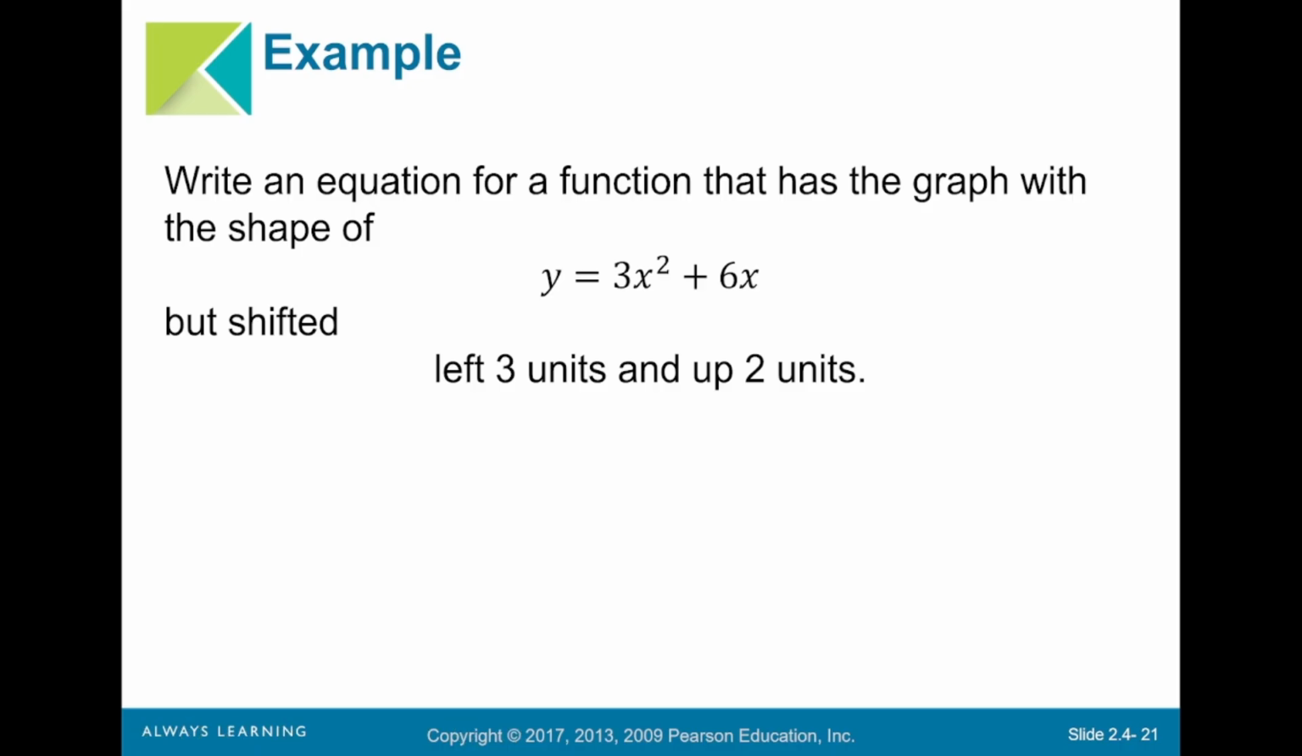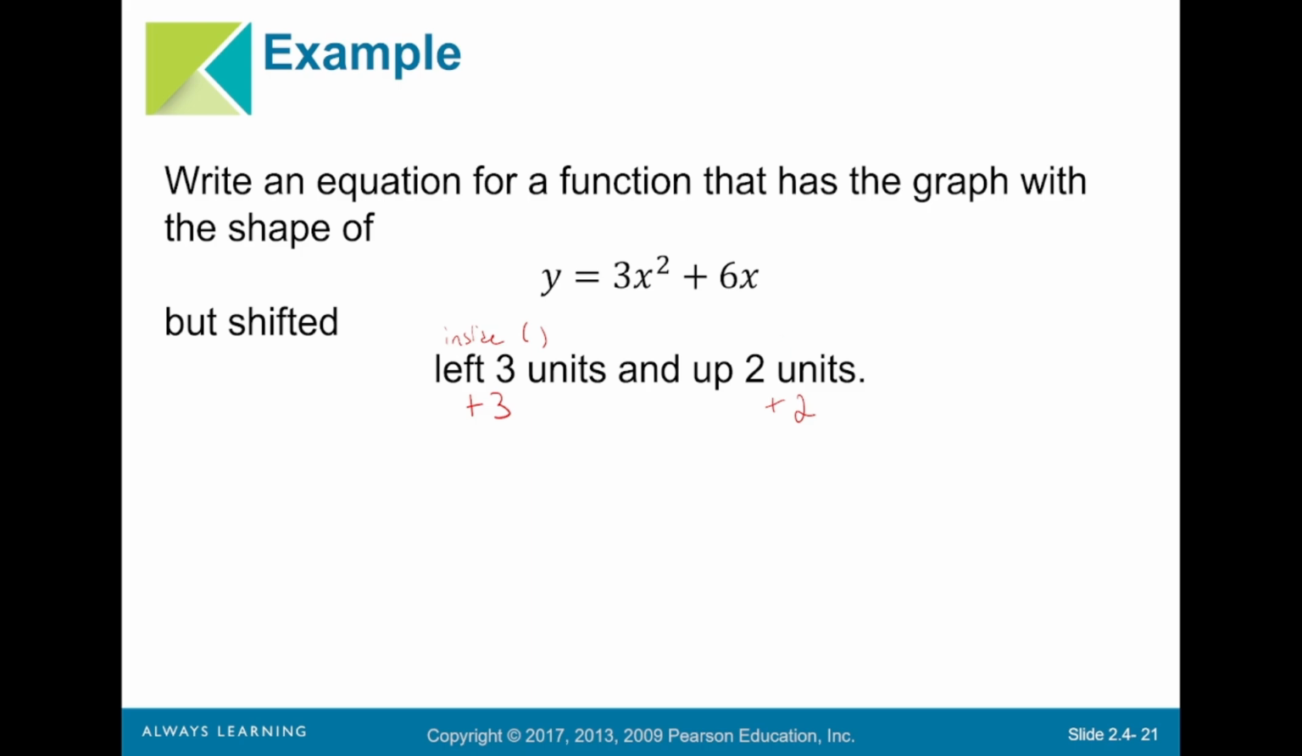Another type of question you might be asked is to write an equation for a function. You're given the function, and then you're asked to shift it left 3 units and up 2 units. Left 3 units is a horizontal shift, which means it needs to go inside parentheses. And if we want to go left 3 units, we actually need to add 3. Then if we want to go up 2 units, that's a vertical shift. So we just add 2, but that's not going to be inside the parentheses.